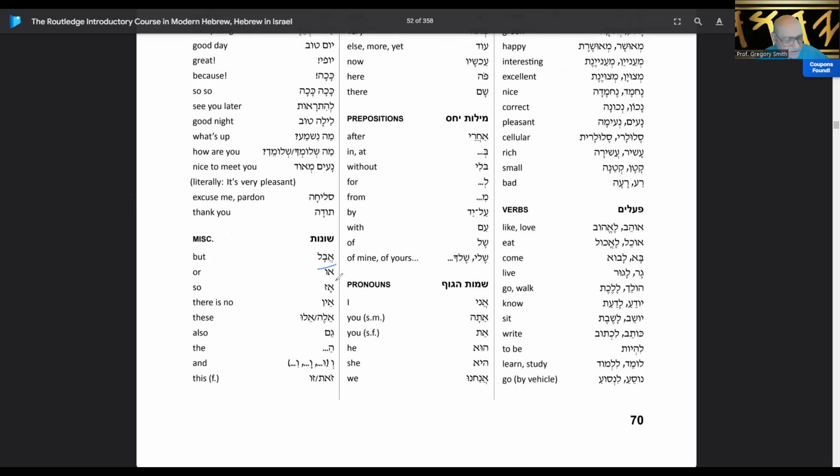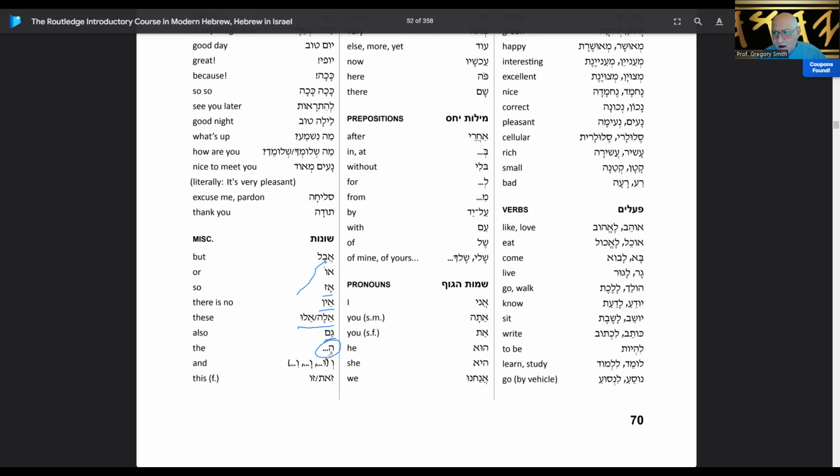Here is o, which means or. Look at that. Oz. Oh, this is O rather. This is not R. That's O. Because that's a whole M right there. This right here typically has a dot over it. O means or. Oz means so. Ein, there is no. Ela or eilu means these. Gam, also.